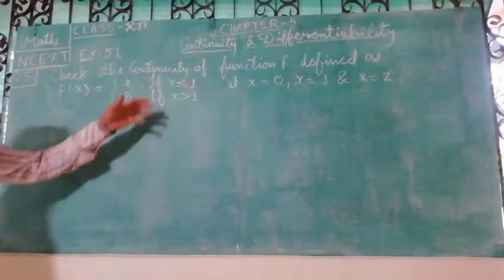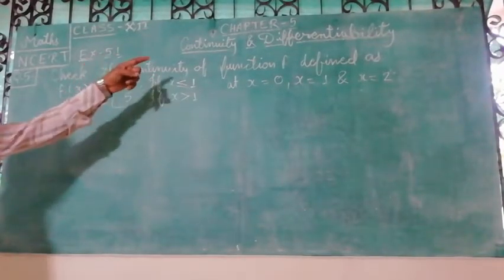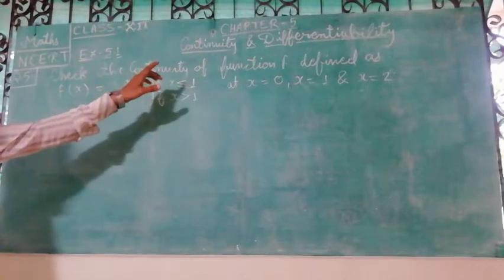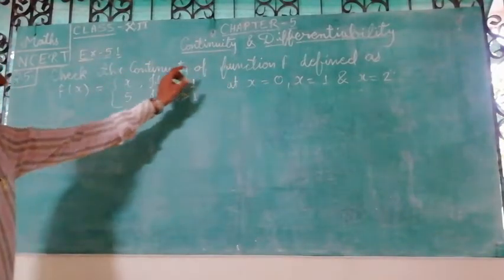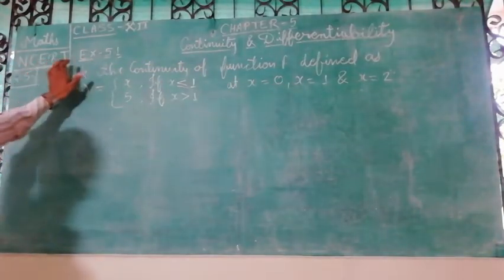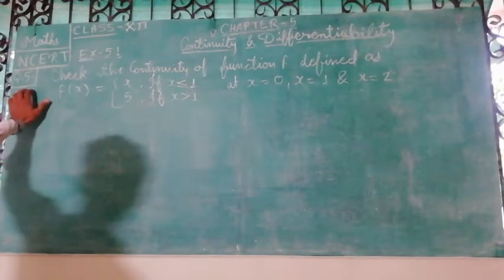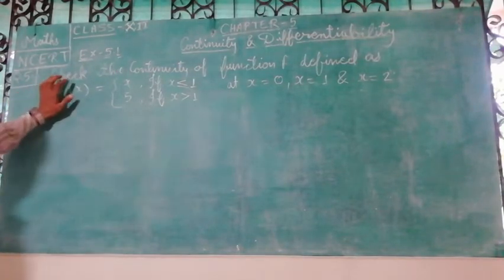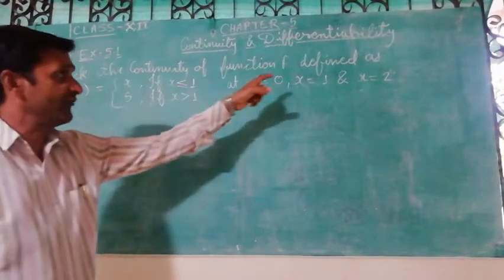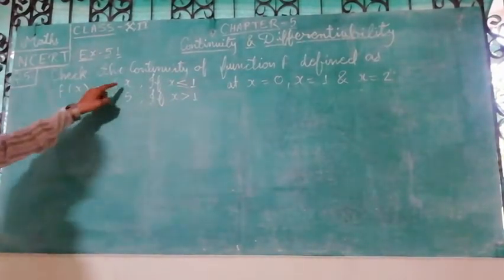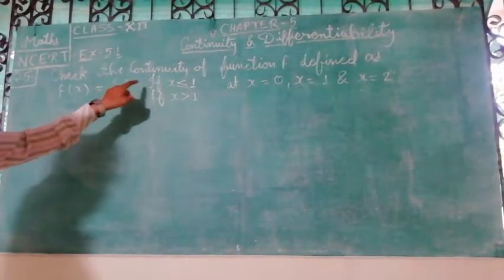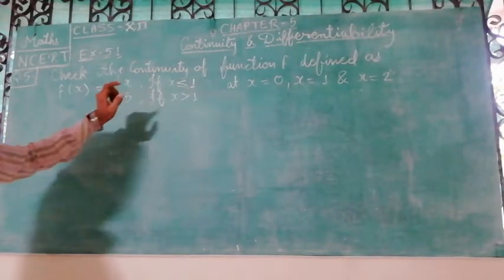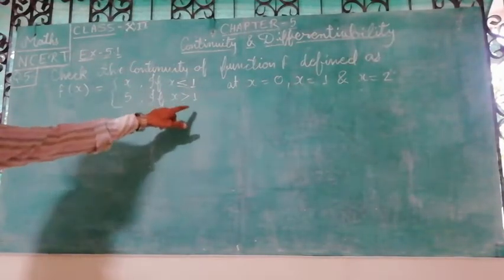We discuss today our chapter 5 of class 12 of mathematics, continuity and differentiability. We are doing NCERT exercise 5.1, question number 5. Here the question is, check the continuity of a function f defined as f of x is equal to x when x is less than or equal to 1, and 5 when x is greater than 1.